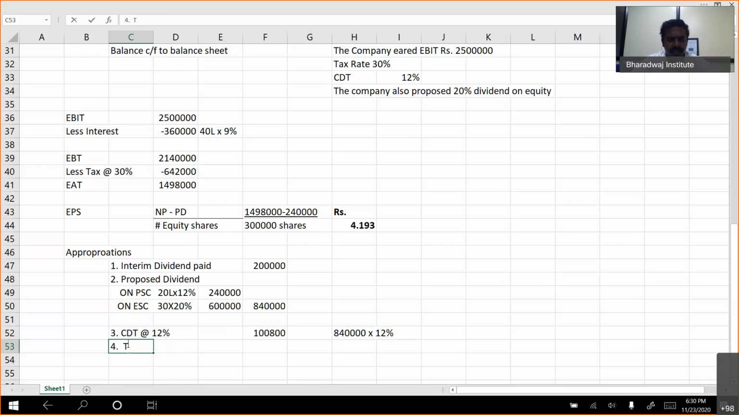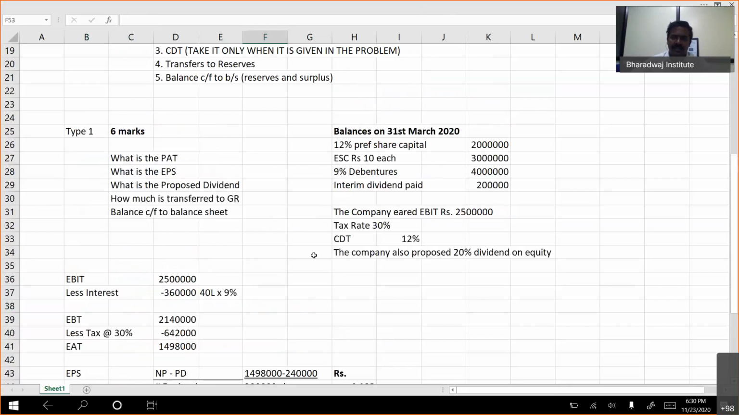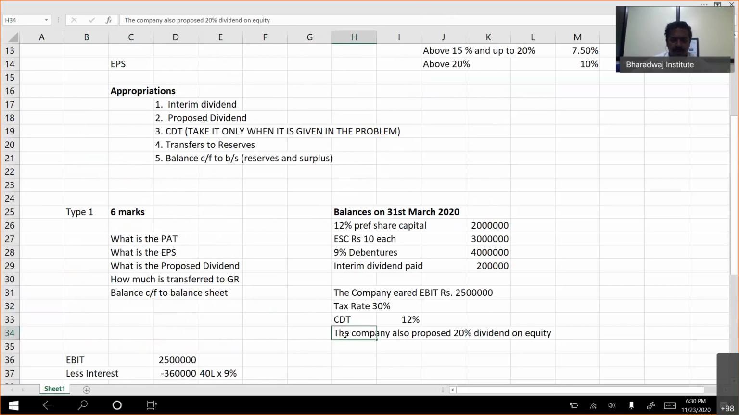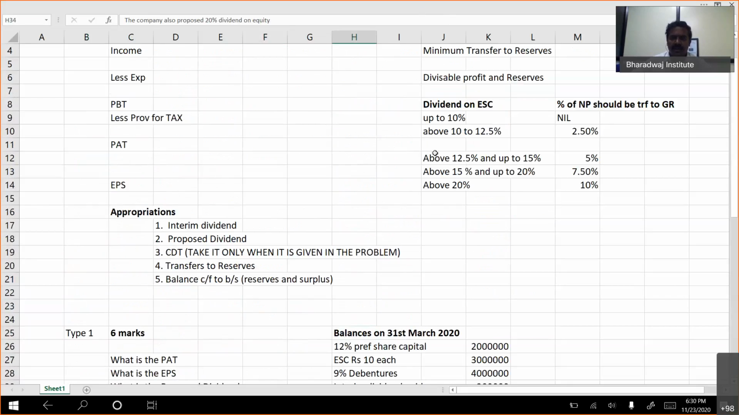Fourth one, transfer to general reserve. How much percentage? Any answer? 10%. This is where the institute twists and gives it. The company proposed a 20% dividend on equity. You look at up to 10% nil, up to 12.5%, above up to 15%. Look at this. Up to 20%, it is only 7.5%. This 20% is particularly asked to cheat the students.